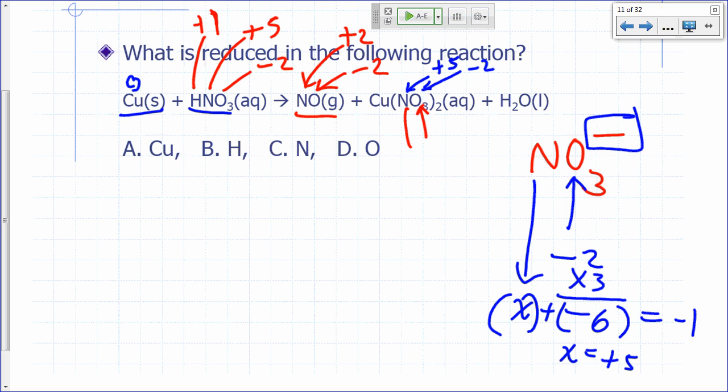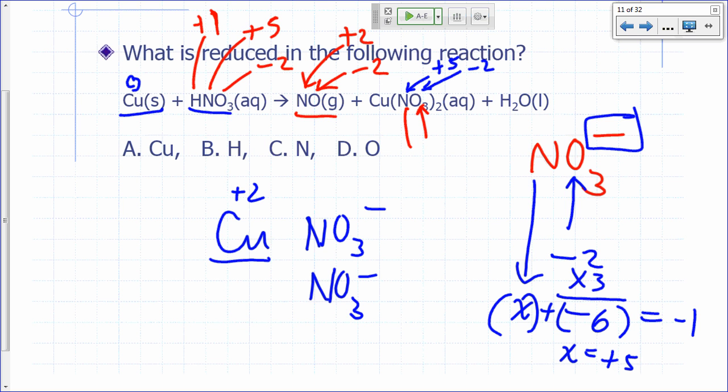So what's the oxidation number of copper here? How do you figure it out? You have copper combined with 2 nitrates. Each nitrate, remember, has a -1 charge. So what must be the charge of copper? Must be +2. Okay, so this copper right here is +2.